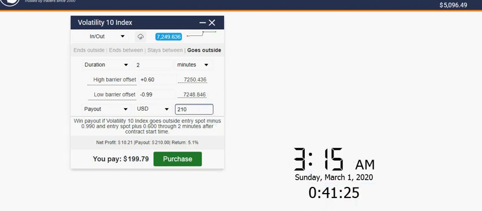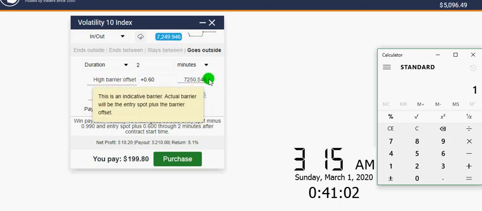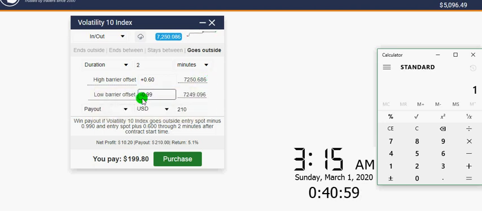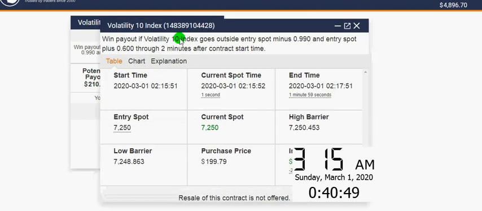So we'll be clicking purchase after 30 seconds. Once this changes to 0, we click on purchase. This is the seconds right here. What this means is these are entry spots, 249. If the price ends higher than this, we will win, and if it goes lower than this, we will win. So if it goes outside or in between, we will win. So we click on purchase right there, then we'll click on view.